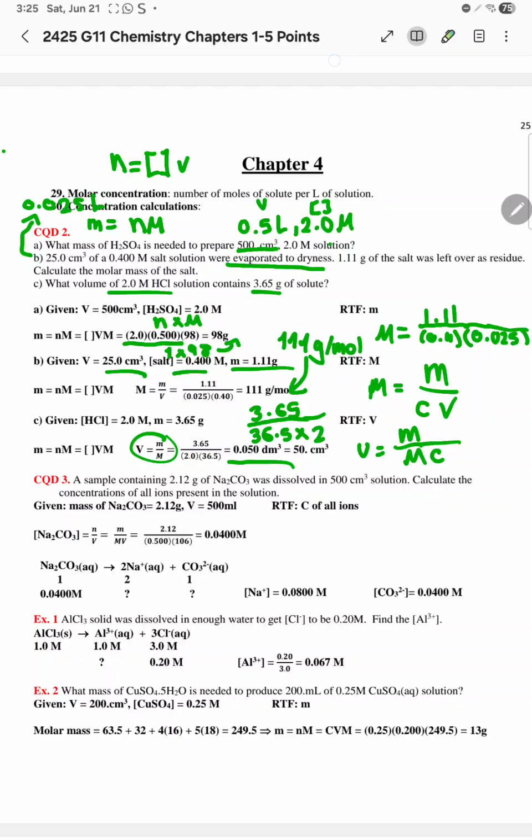Now for CQD 3. A sample containing 2.12 grams of Na2CO3 was dissolved in 500 centimeter cubed solution. Calculate the concentration of all ions present. So what do we do here? First of all, we have to calculate the concentration of the entire thing.